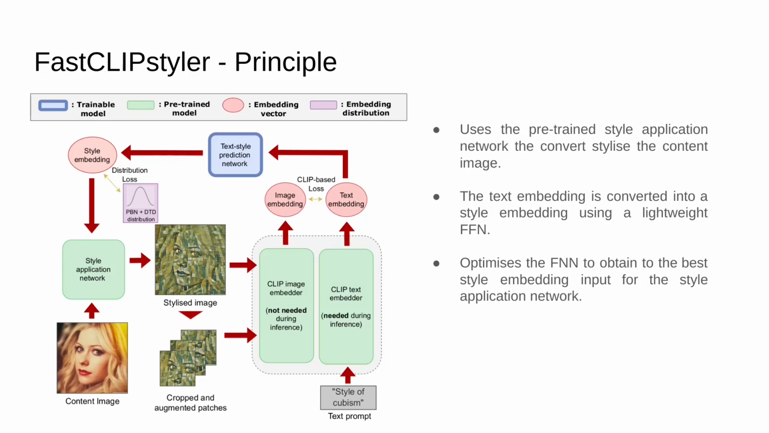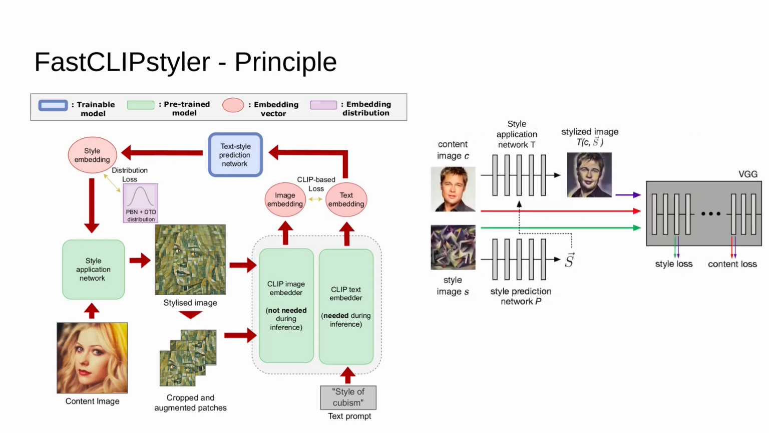We now introduce FastCLIPstyler. Over here, we show the architecture diagram of the model. As you can see, this is similar to that of CLIPstyler with a few key differences. The CNN model that was previously optimized at runtime has been replaced by a pre-trained style application network. This network is directly taken from the Gyasi style transfer model. The idea is that instead of using a model that needs to be trained from scratch each time, we borrow a pre-trained model from the purely vision-based style transfer domain.